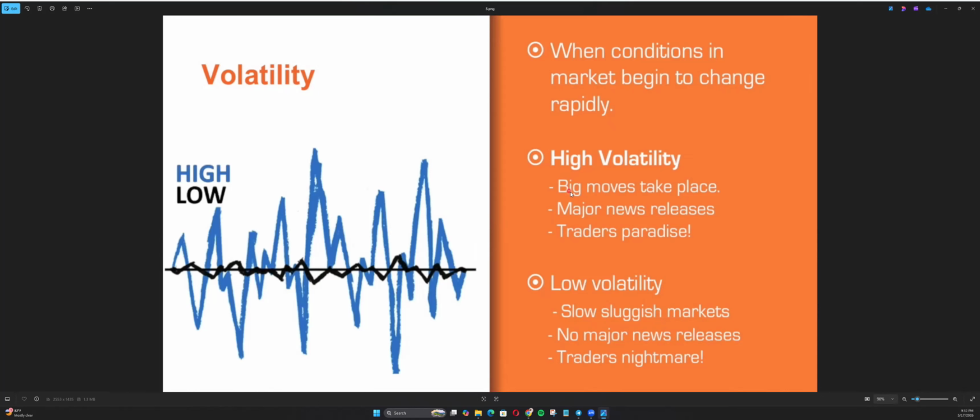A high volatility market simply means big moves take place and there are major news releases. These are where traders love to trade, because the market is moving fast and is going to reward them fast. Low volatility simply means a sluggish market where the market is so slow and there's no major news release. Traders tend to avoid this type of market because it is slow, not fast and rapid. So this is why it is called volatility. Volatility is just when the condition of the market begins to change rapidly.